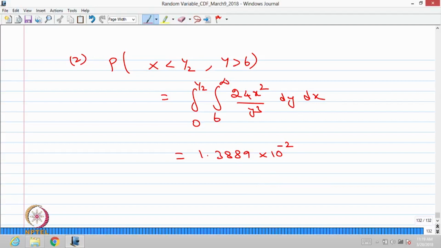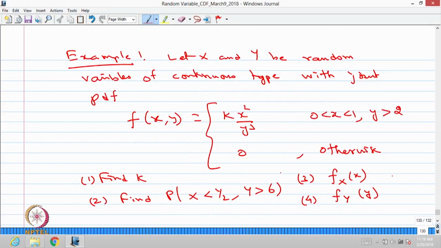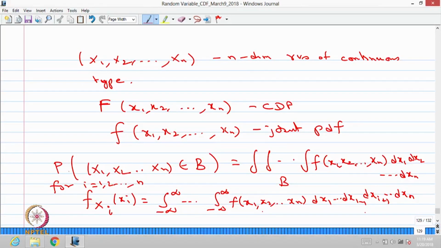I am using the concept that the probability of an n-dimensional random variable belonging to the Borel set is nothing but the integration of the joint density of the n-dimensional random variable over the Borel set. The same concept is used to compute the probability of x less than 1 by 2 and y greater than 6. In the same way, I am going to find the marginal distribution from the joint distribution for the next question.